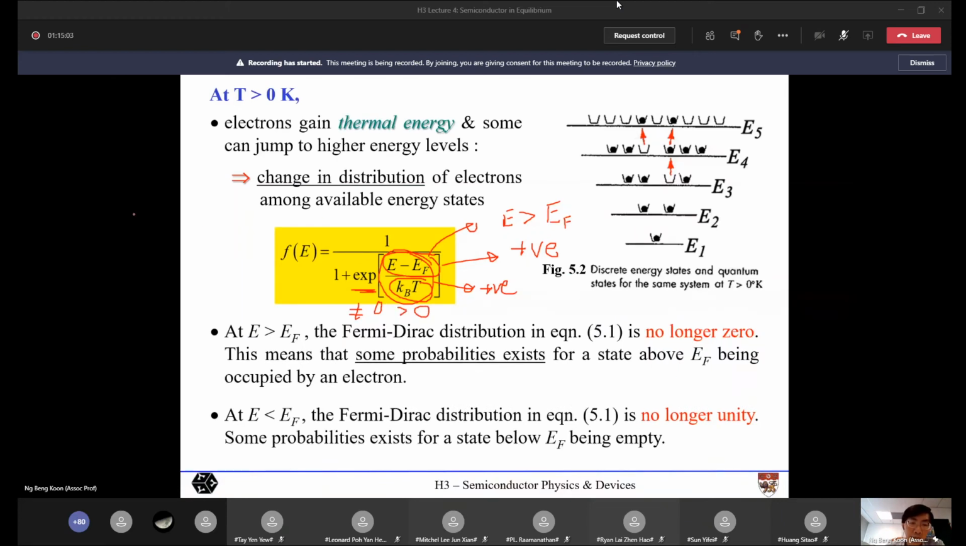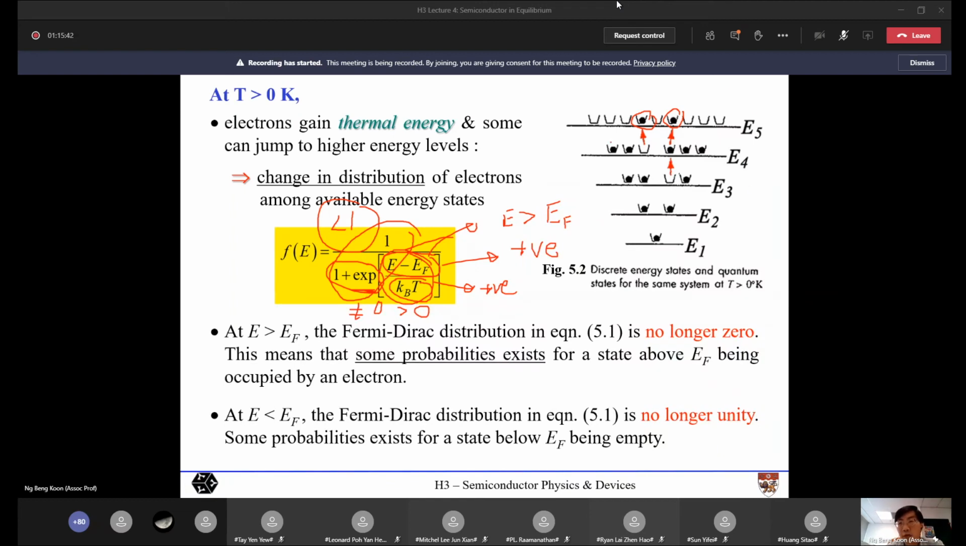And if we add it to 1, then the value that you get in the denominator will be greater than 1. And if you take the reciprocal of a value that is greater than 1, you get a value that is less than 1. Agree? So that means that for some energy state above the Fermi level, the probability is no longer equal to 0, but instead some finite probability that is more than 0. In other words, there's a finite chance that some of the states will be occupied by electrons.